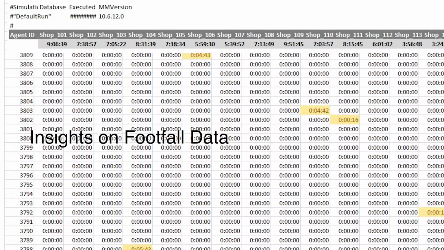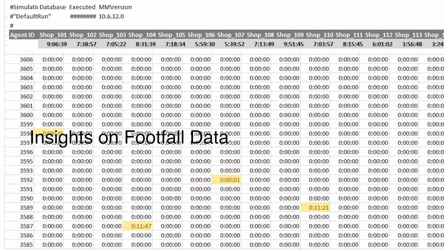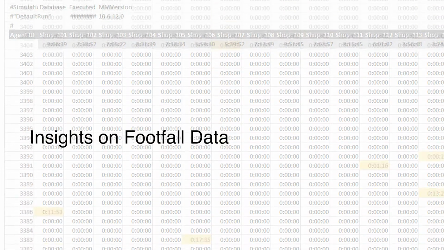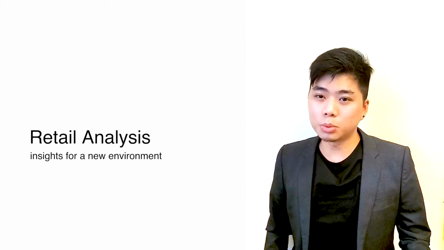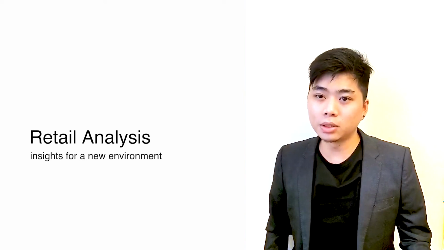For a successful retail analysis, we will be able to accurately predict the footfall and visibility of any retail environment. A successful retail analysis will provide insights into the retail environment which we have created.